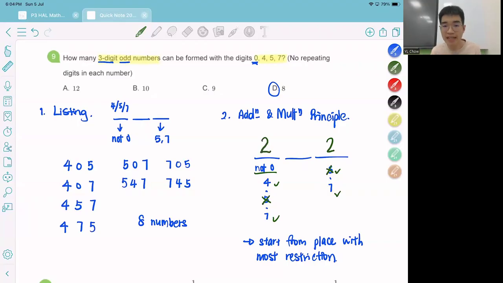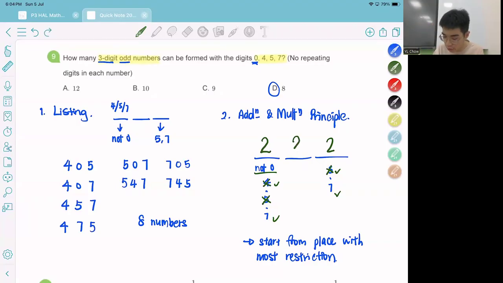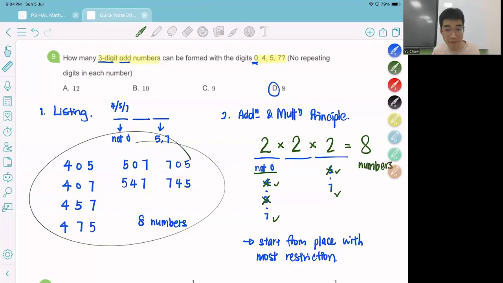Finally, how many ways are there to select the tens? Now you might think, hey teacher, I selected one more digit already. There's only one way left. But don't forget, you can still select zero, right? So there are again two ways to select the tens place. So with that, 2 times 2 times 2, there should be 8 numbers. And that corresponds to the 8 over here, right?